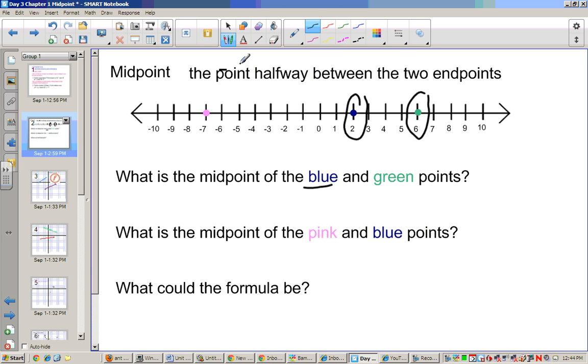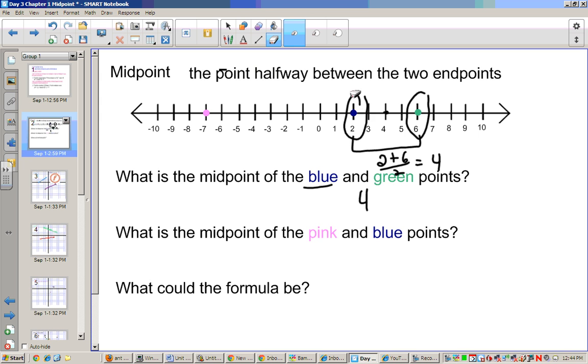So what is the number between 2 and 6? Hopefully you can just look at this and see that 4 is right in the middle. But we need to think a little bit more generally because problems are going to get tougher. So how to find the middle of any two numbers, we add them, 2 plus 6, and then we divide by 2. So that's 8 divided by 2, which gives us 4. So 4 is the midpoint between 2 and 6.